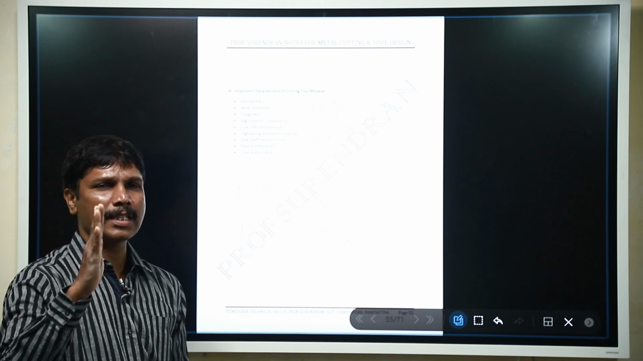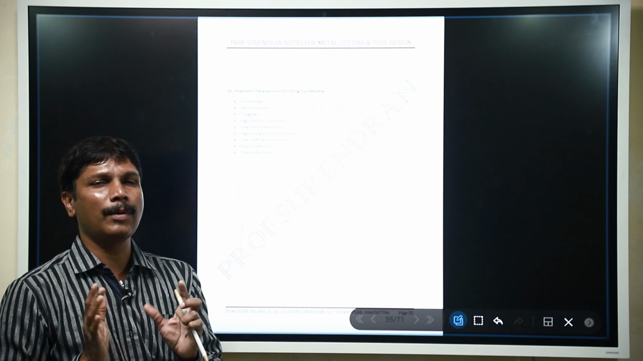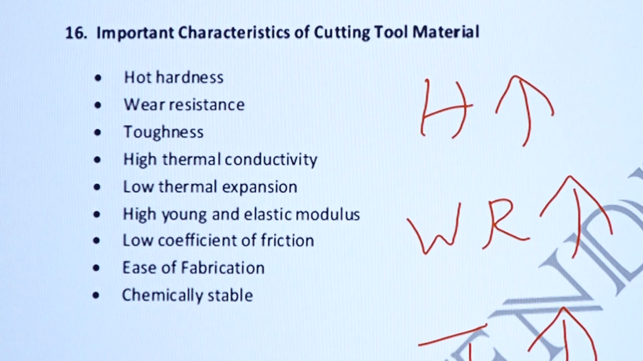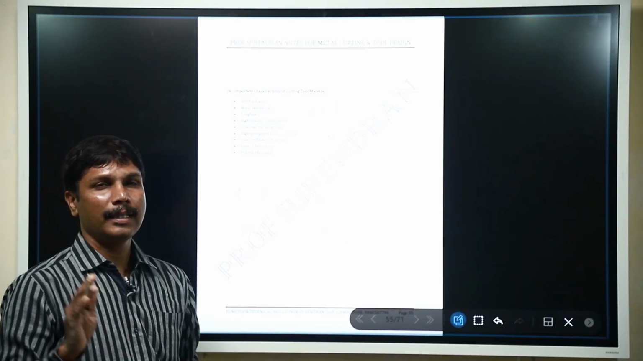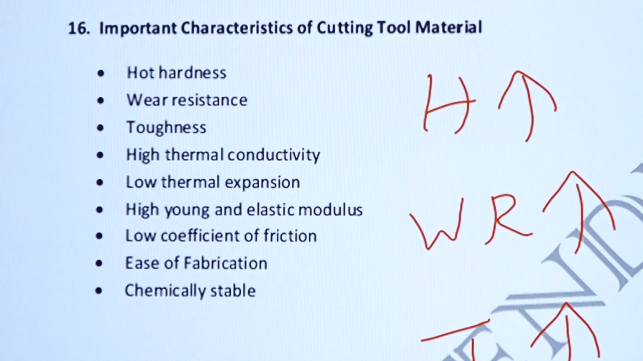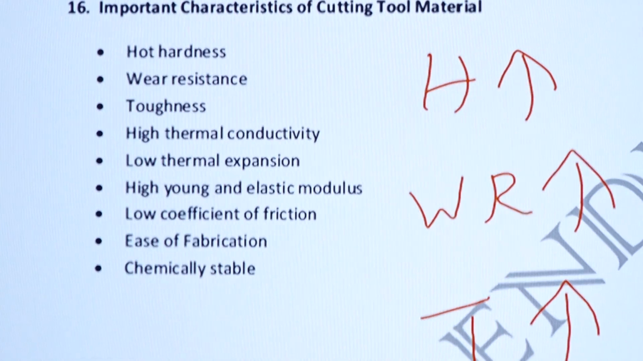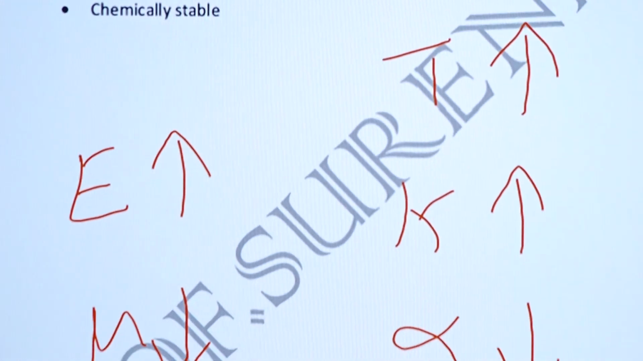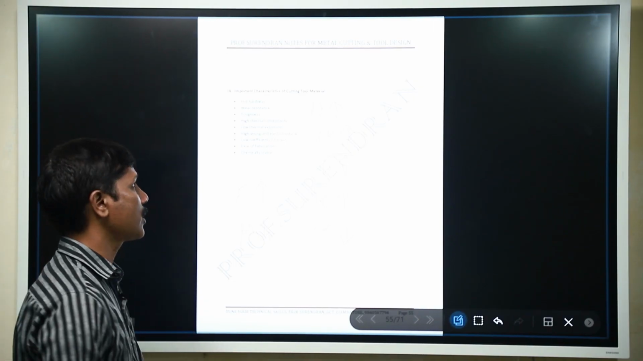What do you mean by toughness? Toughness is the ability to absorb shock load. When the shock comes, the ability to absorb the shock load is toughness. Thermal conductivity will be more because heat has to be dissipated. Thermal expansion should be less, because then only the tool will be stable. And elastic modulus, or Young's modulus, will be more. And the coefficient of friction will be less.